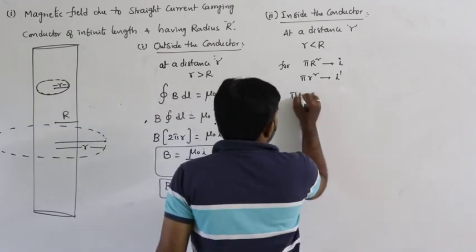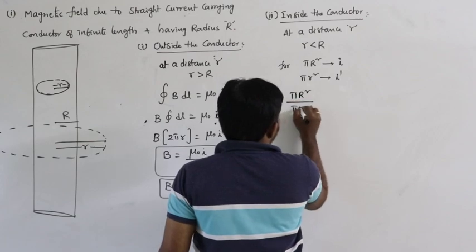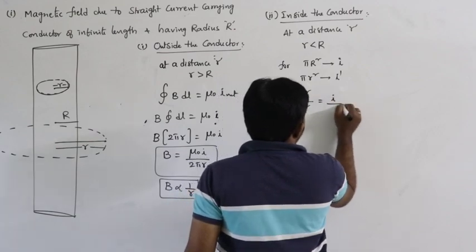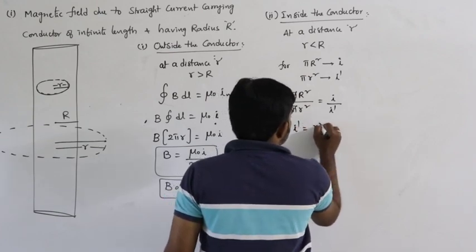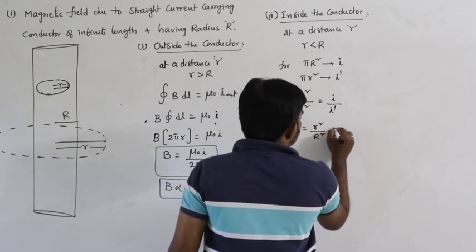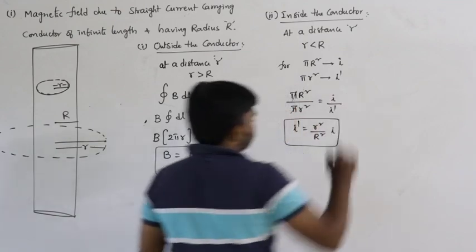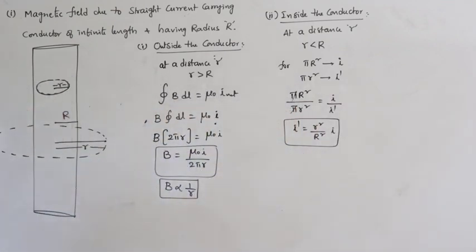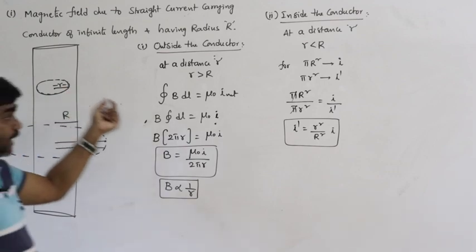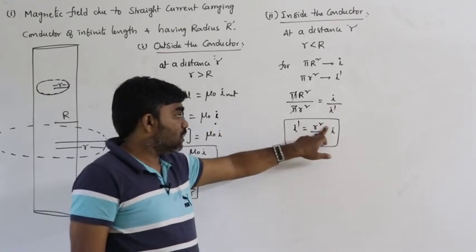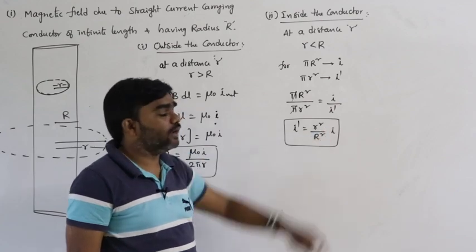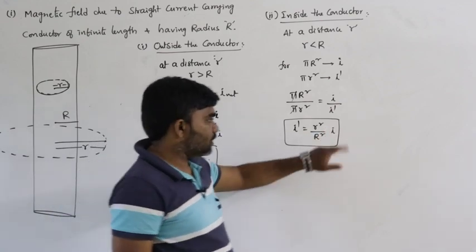For our convenience, I am writing pi capital R square divided by pi small r square is equal to I by I dash. Pi gets cancelled. So I dash is equal to small r square by capital R square into I. This I dash is the current passing through this small Amperian loop, with value small r square by capital R square into I.